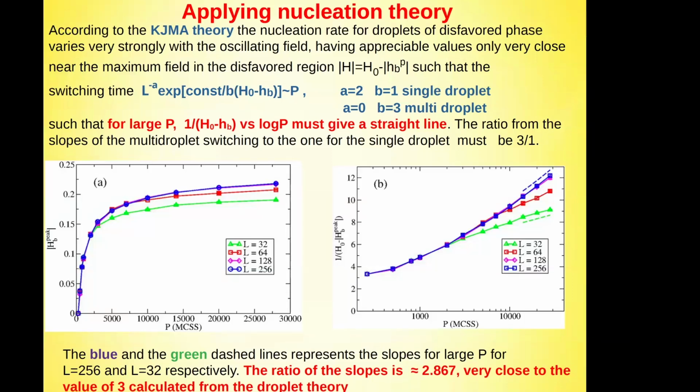Well, what happened is we measured the ratio between the slopes and we got 2.867, very close to the value of 3 calculated with the nucleation theory. So now we have a more quantitative proof that why these side bands appear, why the Q behaves in this strange way, is simply because the system changes the mechanism, depending on the bias, to switch from one phase to another, from single droplet to multi-droplet.